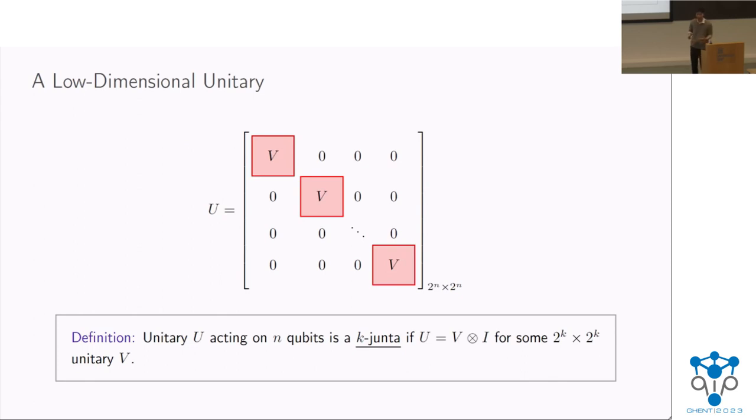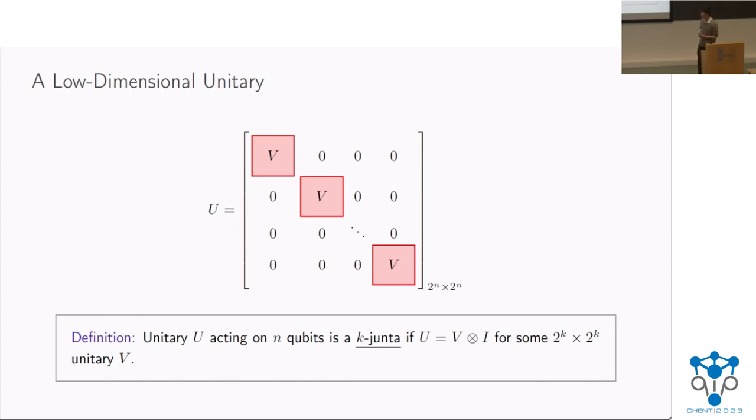So let me start by setting up the main topic of the study, a quantum junta. A junta is a function that acts on a small number of its inputs, and we define a quantum junta similarly as a unitary that acts non-trivially on only some of its qubits, so k out of the n. For the purpose of this talk, k will be a constant, and n will be something that's very large.